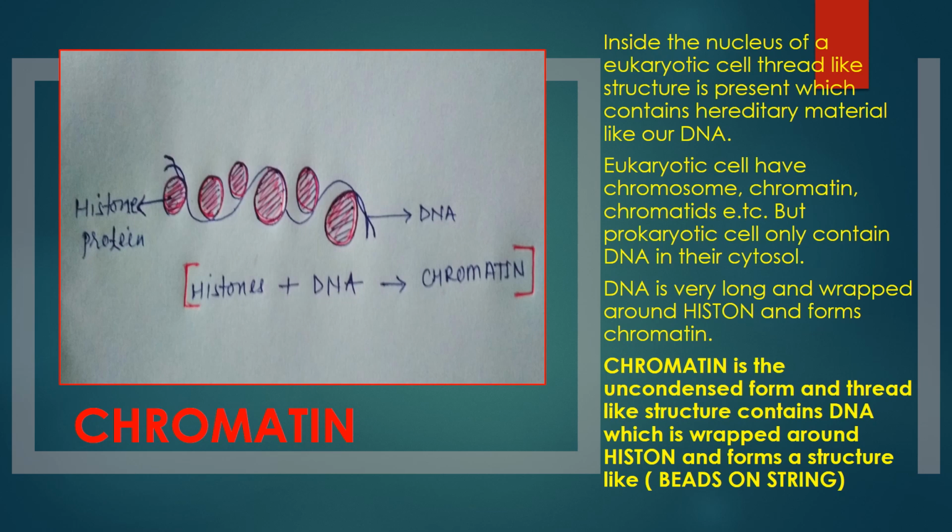Inside the nucleus of a eukaryotic cell, a thread-like structure is present which is in uncondensed form, and that is known as chromatin. Chromatin contains hereditary information or material like DNA. DNA is wrapped around the histone protein. Why are they wrapped around the histone protein? Because DNA is very long and it is not possible to pack DNA inside the nucleus. So DNA, to get itself packed inside the nucleus, gets wrapped around the histone.